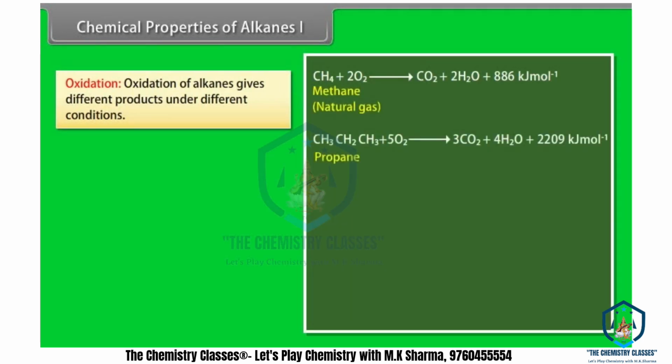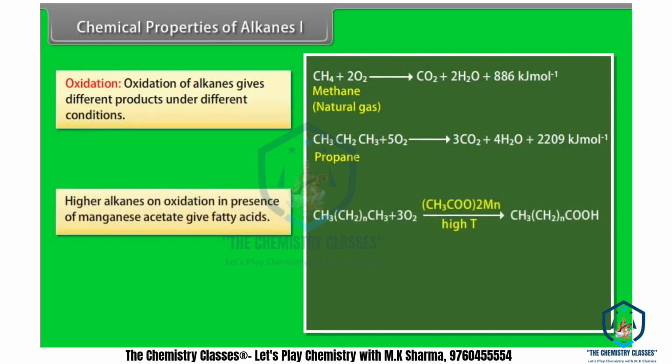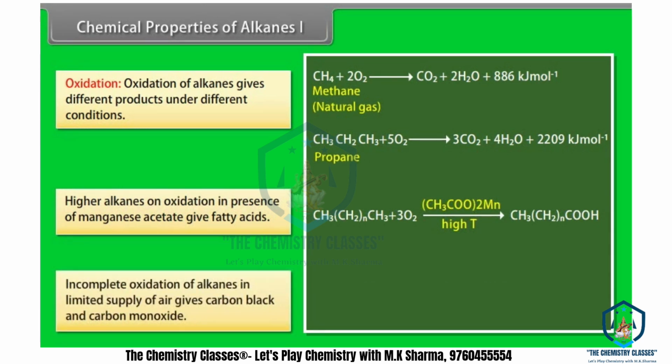Oxidation. Oxidation of alkanes gives different products under different conditions. Alkanes heated in the presence of air or dioxygen are completely oxidized to carbon dioxide and water with the evolution of a large amount of heat. Higher alkanes on oxidation in the presence of manganese acetate give fatty acids. Incomplete oxidation of alkanes in a limited supply of air gives carbon black and carbon monoxide. 2CH4 plus 3O2 gives 2CO plus 4H2O. CH4 plus O2 gives C plus 2H2O.